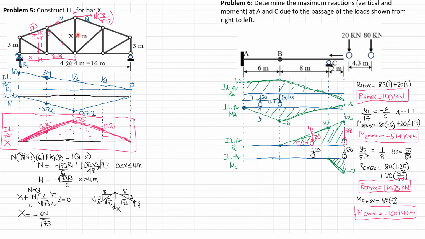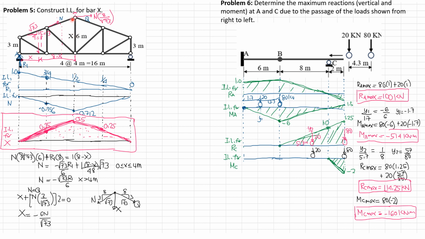Here is the solution to problems 5 and 6 from the final exams in structural theory in the university where I teach. So, construct the influence line for bar X.